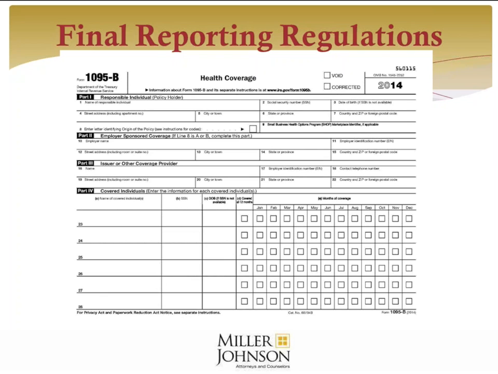Now let me give you an example. For 2015, I was enrolled in coverage, my wife was enrolled in coverage through Miller Johnson, and my infant son was enrolled in coverage for the entire year. So Miller Johnson, if it had to prepare this form for me, could check all 12 months rather than checking January, February, and each individual month. They can check the covered all 12 months.